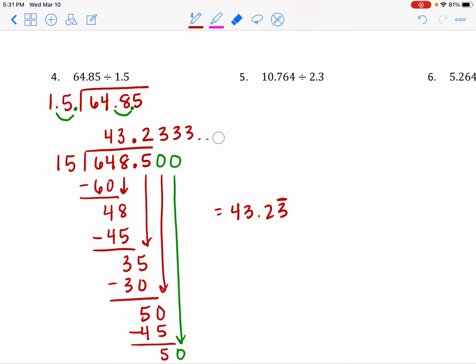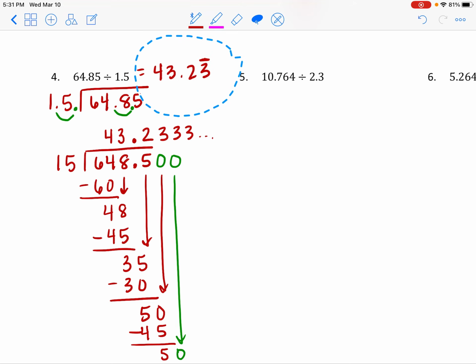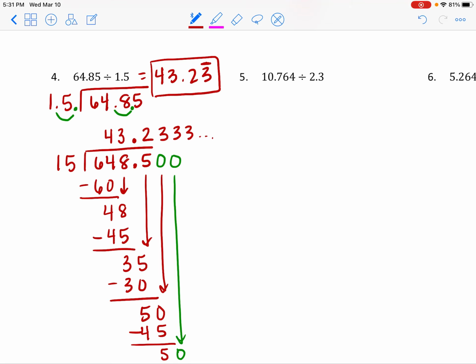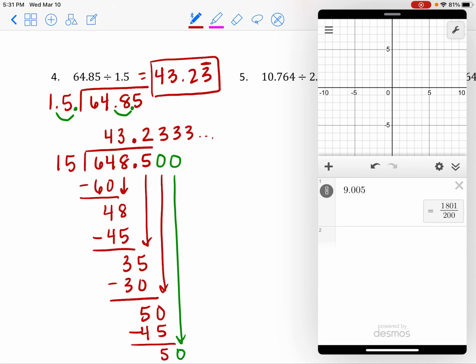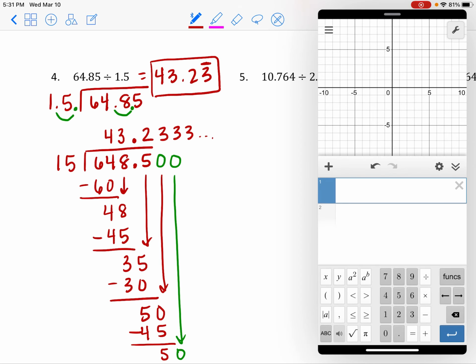But when it keeps going with the same number every time, then we can put a bar over it to say that that 3 repeats an infinite number of times. So this is our quotient, 43.23 repeating. Okay, that was kind of an ugly one. And again, we can use technology to confirm. So let's go ahead and just make sure we didn't goof anything up here.